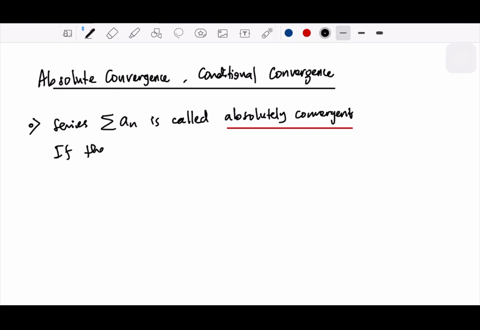if the series of absolute values is convergent.